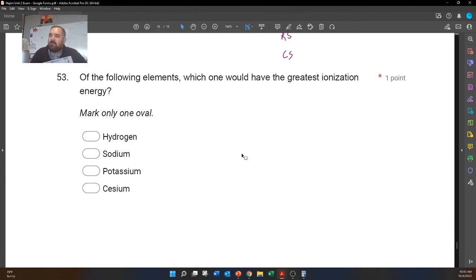Of the following elements, which one has the greatest ionization energy? So the elements with the highest ionization energy are going to be the ones closest to fluorine. So in this case right here, the one with the highest ionization energy is also going to be the smallest of the bunch, which is hydrogen.